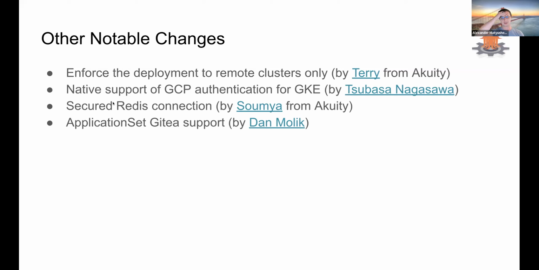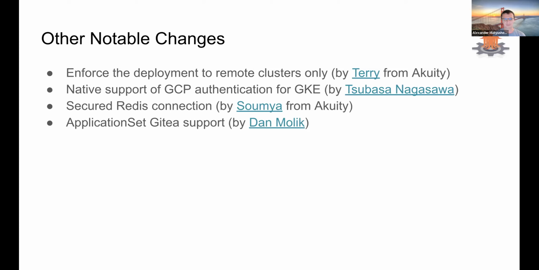So we've got several interesting contributions. One is the ability to disable deployment to the control plane cluster. That's an important feature for installations where Argo CD is used mostly to deploy to remote clusters, and the control plane cluster is used just to host Argo CD. If you're a provider of such an Argo CD, you want to prevent users from deploying anything into the control plane cluster. Now we have a setting to disable it.